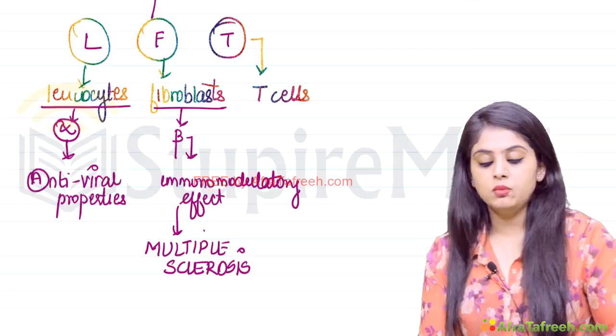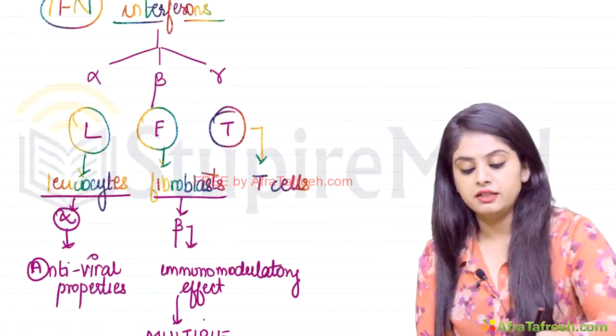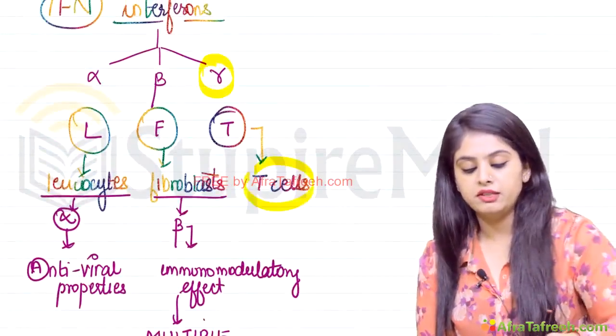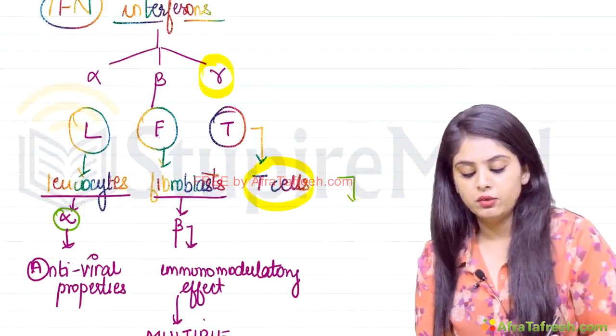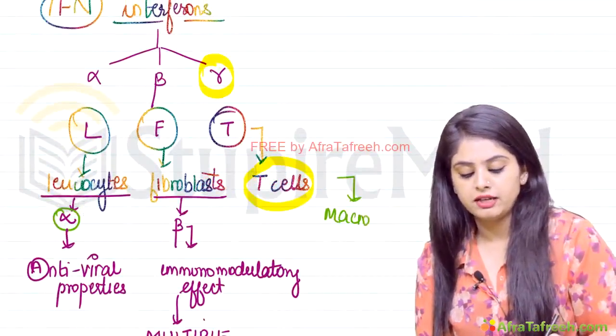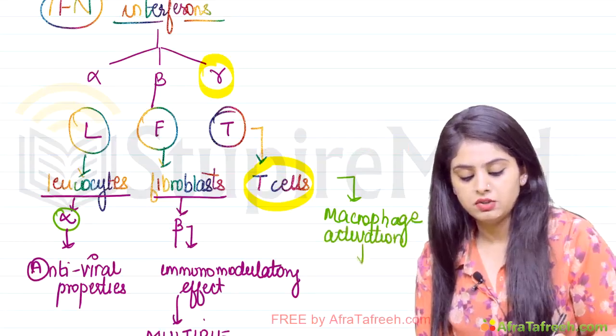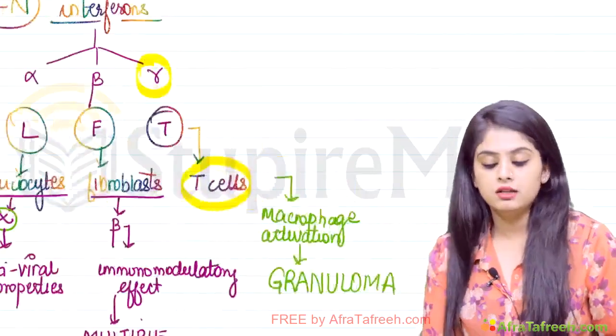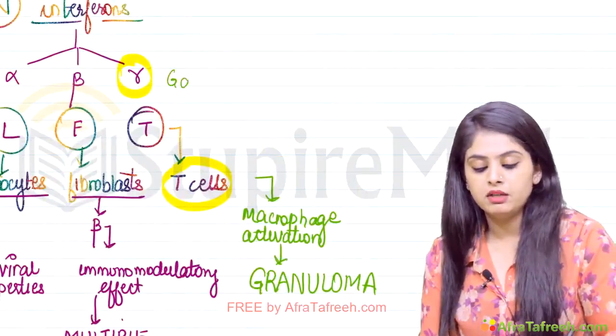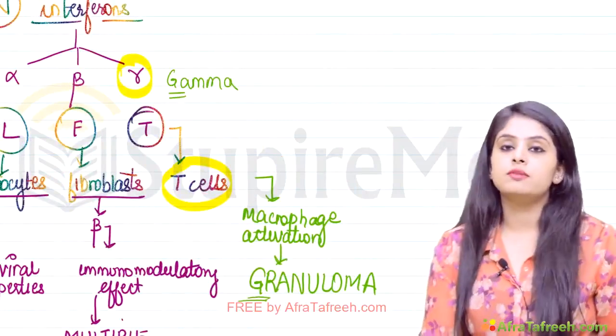And lastly, and the most important in this category, interferon gamma, which is coming from the T cells, is going to cause macrophage activation, resulting in the formation of a granuloma. Now students, G for gamma, and G for granuloma. That is how we will remember.